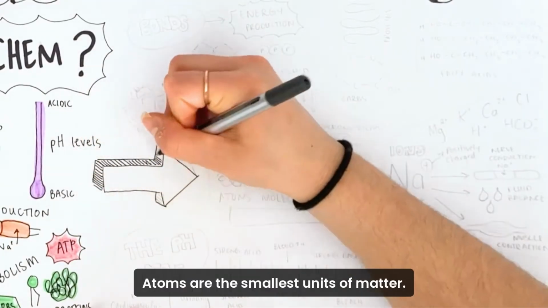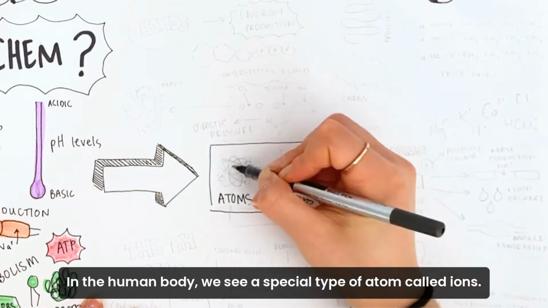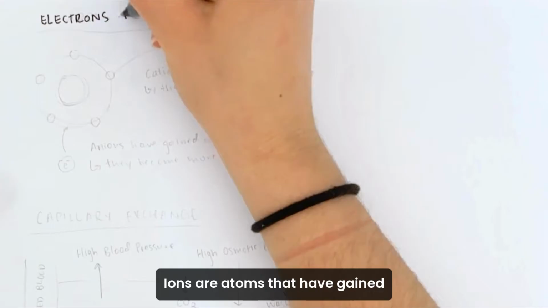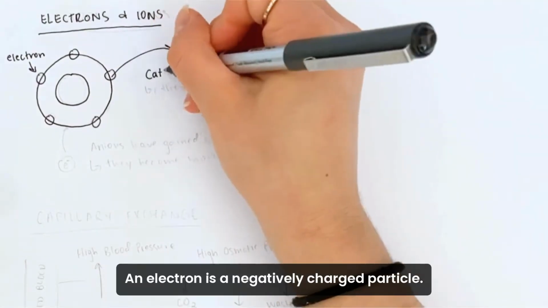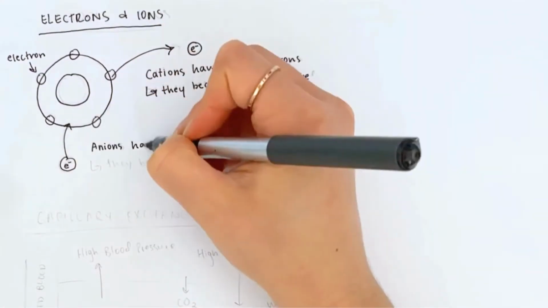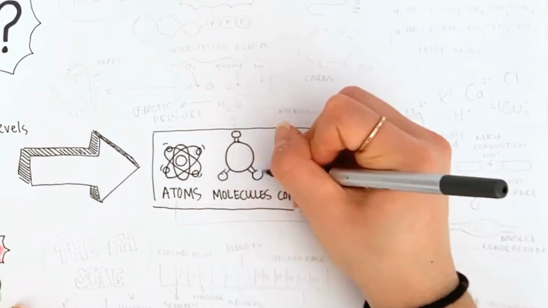Atoms are the smallest units of matter. They can't be broken down further. In the human body, we see a special type of atom called ions. Ions are atoms that have gained or lost electrons, giving them a charge. An electron is a negatively charged particle. An atom will become more positive when it loses electrons, and more negative when it gains electrons.